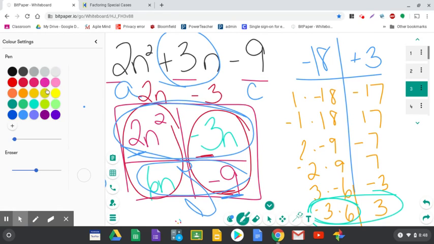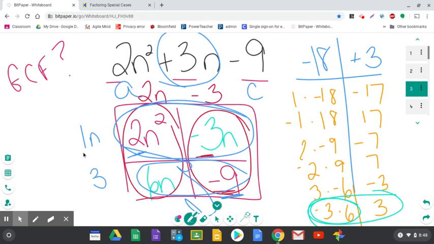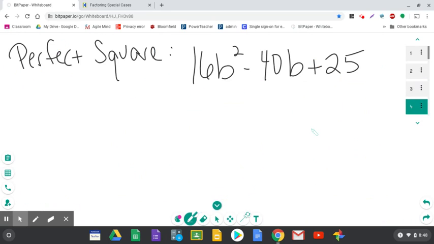So if I put this all together now, my final answer should be 2n minus 3. That's what I got on the top. And then along the side, I got a 1n and a positive 3. So n plus 3. Okay. All right, and then again, just another quick little review.